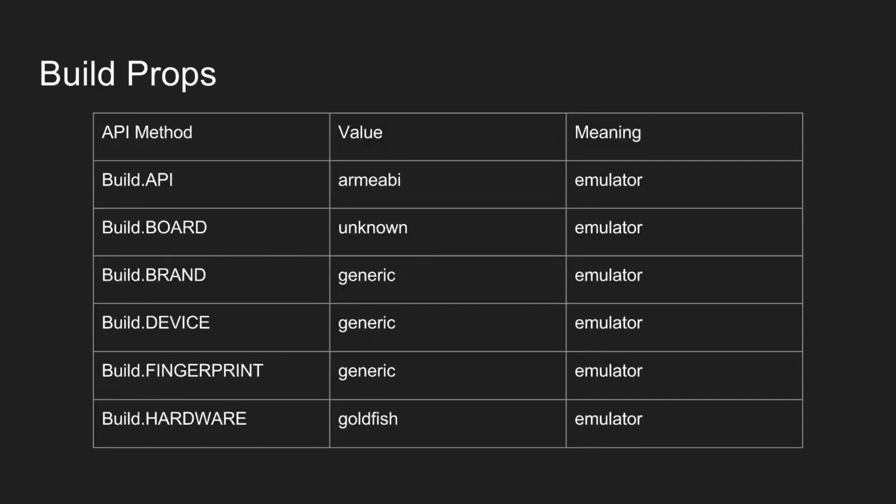So, static emulator checks by build props. We have a few things here. Typically your build.prop file, when you compile Android from source, is going to be filled with a bunch of different settings.